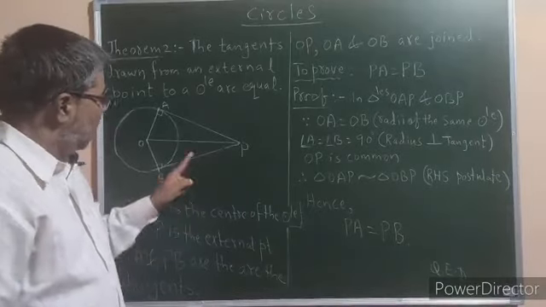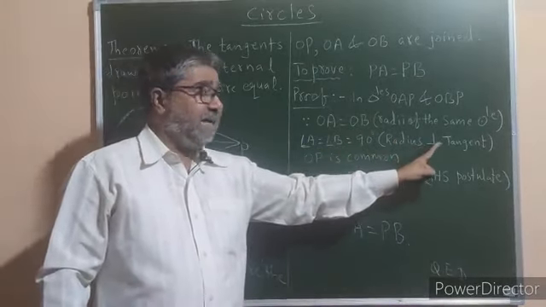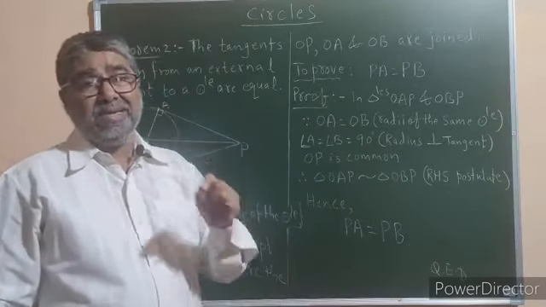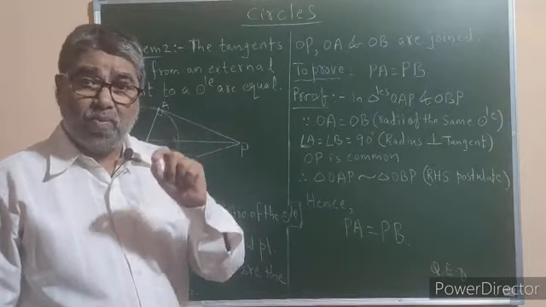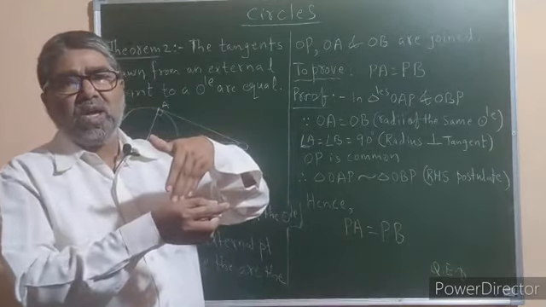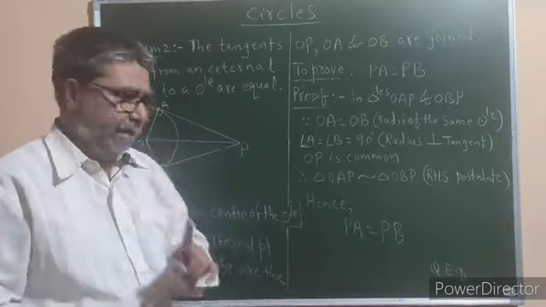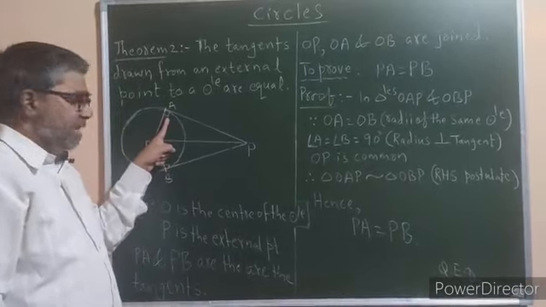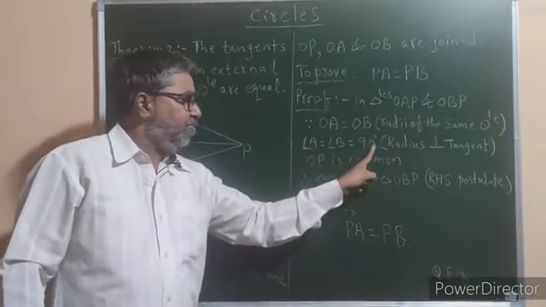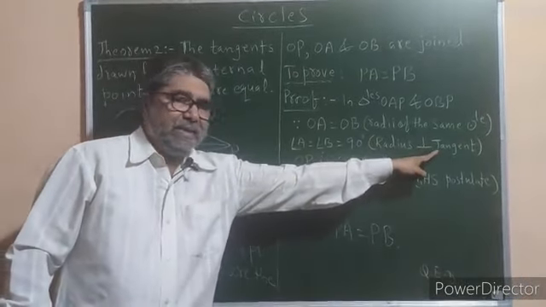Why? Because theorem number 1 says that the radius and the tangent drawn to the circle are perpendicular at the point of contact. When one line is perpendicular to another line at the point of contact, they form a right angle. So angle A is equal to angle B is equal to 90 degrees, because the radius is perpendicular to the tangent.